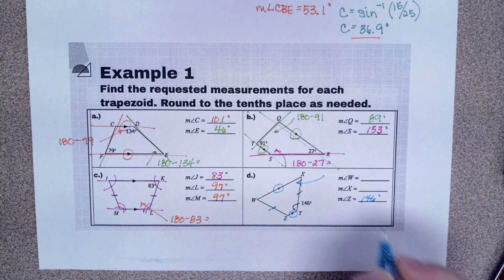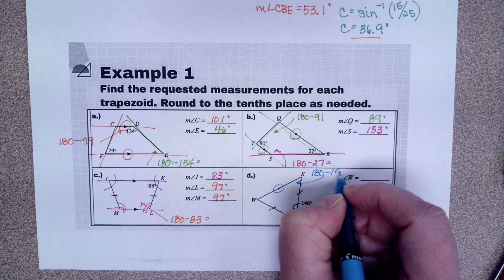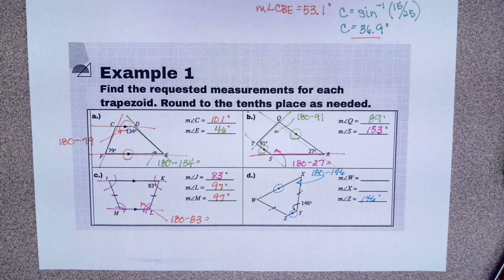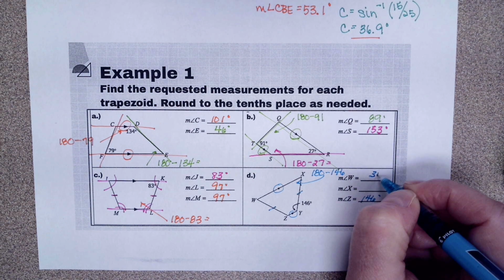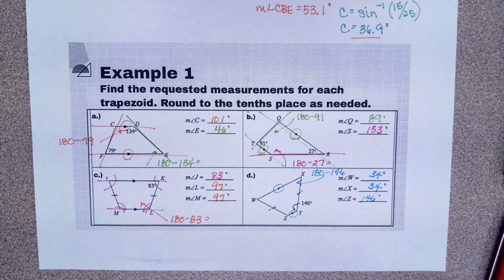And to find the other ones, again, they're supplementary. So 180, get rid of 146, should give us those remaining angles. And so both of those should be 34. Those are kind of our most basic.